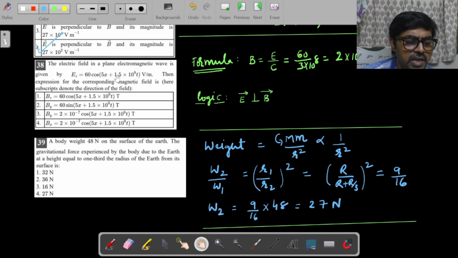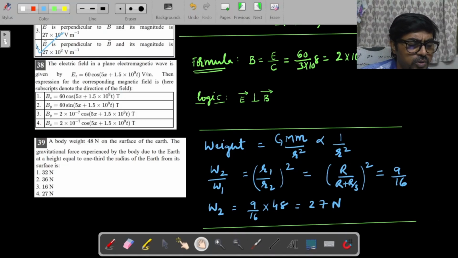So this is K and this is omega. Omega by C equal to K, right? 1.5 into 10 power 9 divided by 5, so you will get 3 only, correct only. 3 into 10 power 8 you have it, that means it is going through vacuum only. So 2 into 10 power minus 7 Tesla, that should be the magnitude of B. 2 into 10 power minus 7 I am getting it in option 3 as well as in option 4. So 1 and 2 can be eliminated.